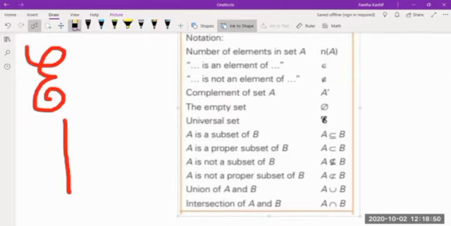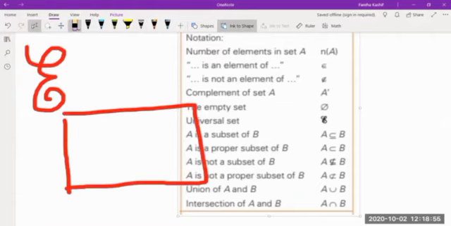Now, the next thing is this stylish E symbol, which is the symbol for a universal set, which means it includes all the elements under consideration. If I say that the universal set, this E, includes all natural numbers, it means that it includes all numbers greater than 0.